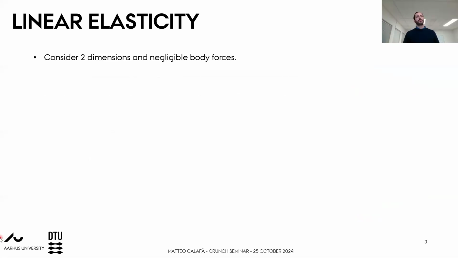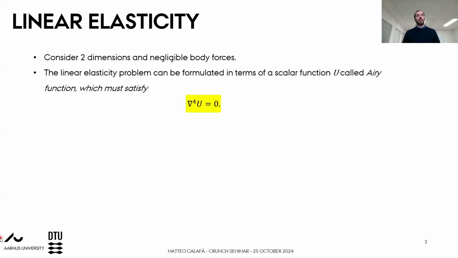Okay, so assume two spatial dimensions and negligible body forces, which is essentially f equal to 0. In this case, almost magically, the linear elasticity problem can be formulated in terms of just a scalar function u. This function is typically called a stress function, and it satisfies this biharmonic, very compact equation. It's very powerful, very convenient in some situations, since the original system with multiple variables and multiple equations can be written very compactly in just a scalar equation.